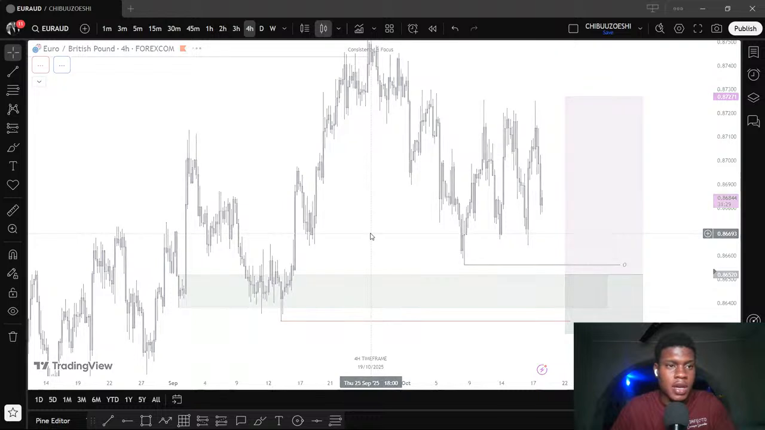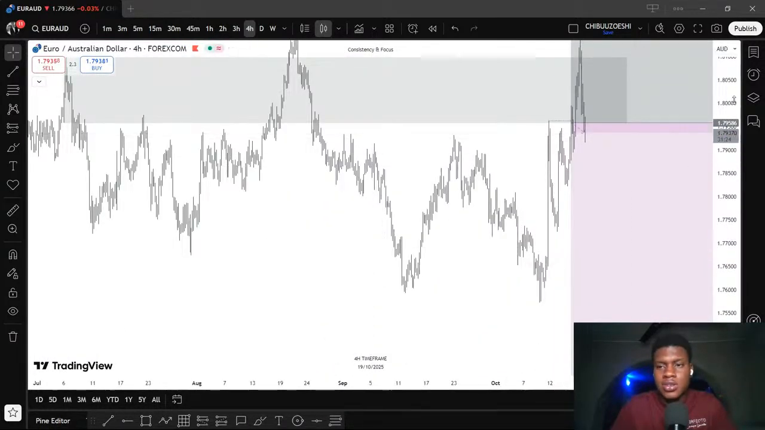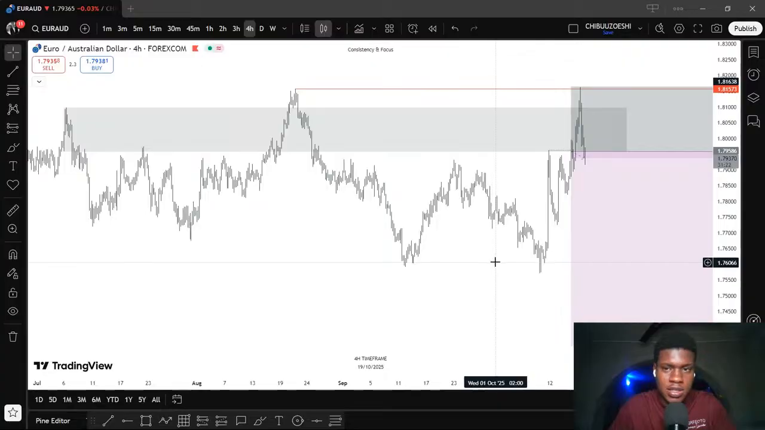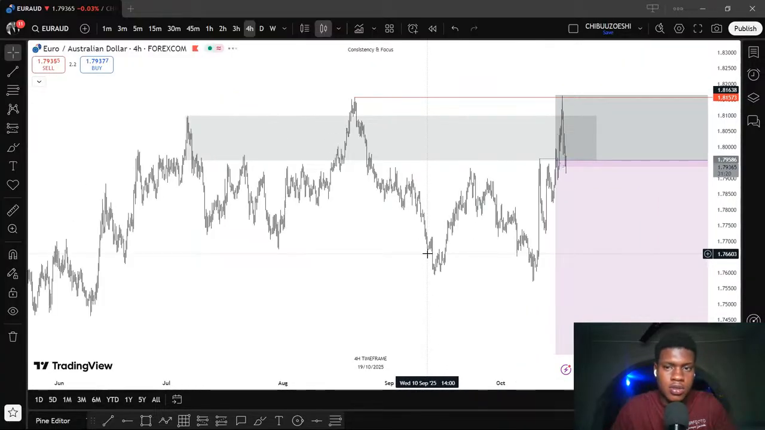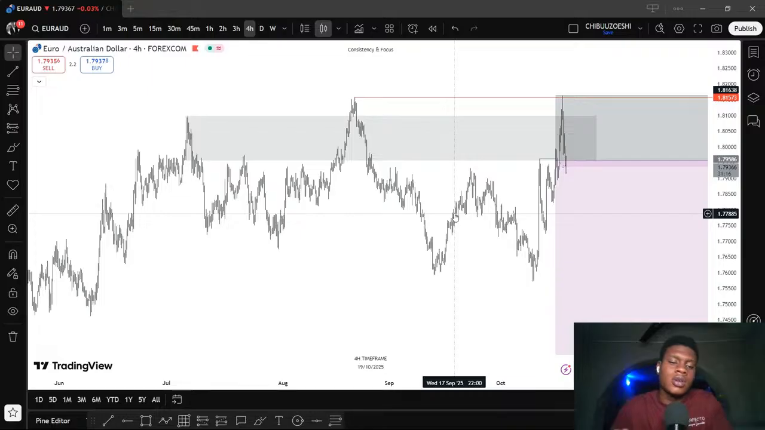Now the next pair I have on my watch list for this week, so this Euro AUD is actually a very, very interesting trade. So I took this trade last week on my account. I took it on my Maven trading account. If you're subscribed to my channel, you know that I'm trading two prop firms. So I took it on my Maven trading account and I also took it on my Naira trader account.